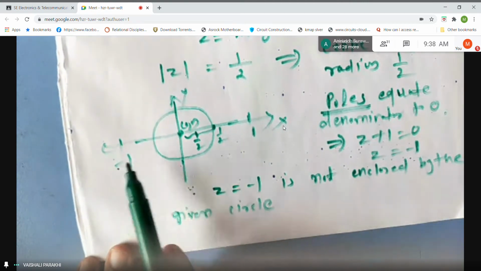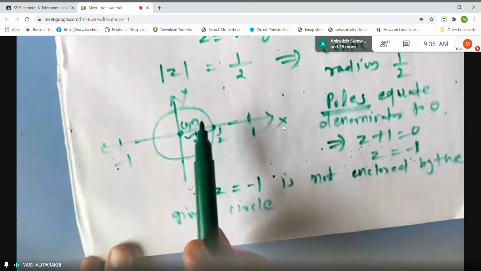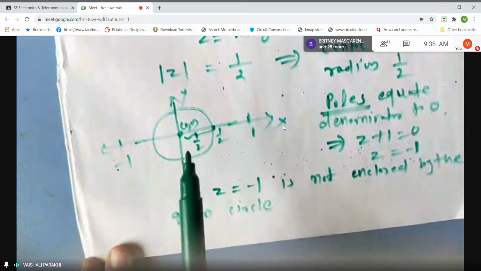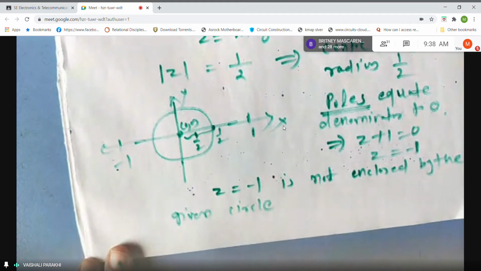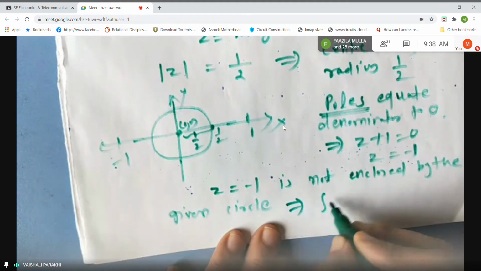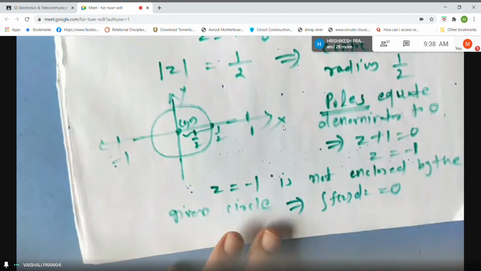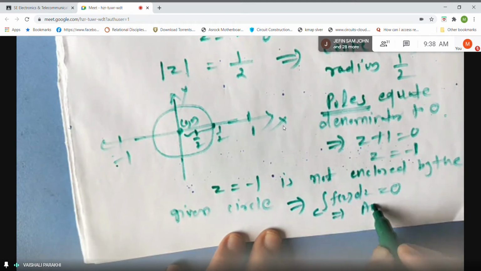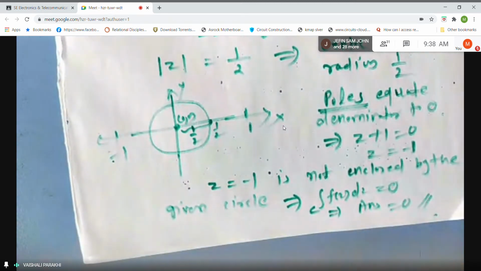Means what? The given function is analytic at all points inside the given curve C. Then what happens? Then the integral of f of z dz becomes 0 according to Cauchy's integral theorem, and therefore the value of the integral is 0 because whatever is the pole, it is outside the circle. So the points which are inside the circle will be favorable for an analytic function.